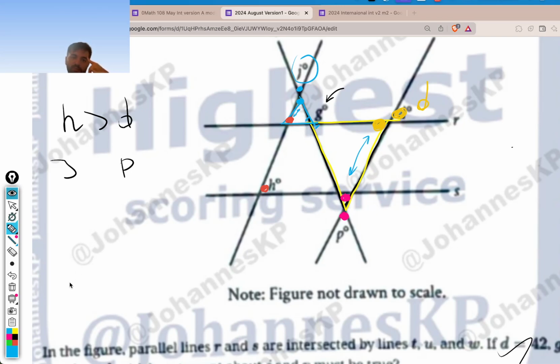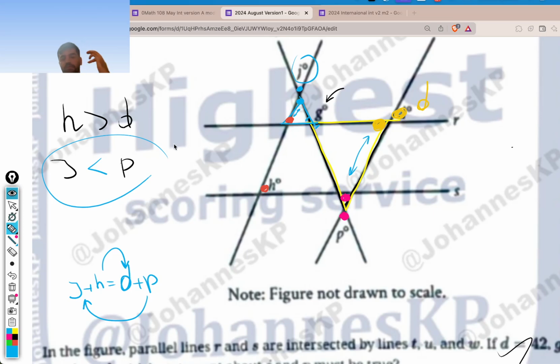So we can write it like that. J plus H is equal to D plus P. And if H is greater than D, it means that P must be greater than J. So the answer will be like this. Any question from here?